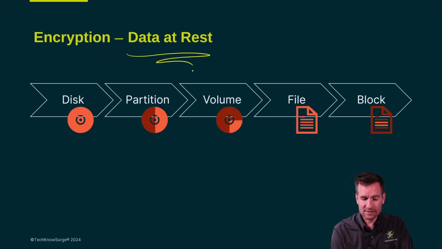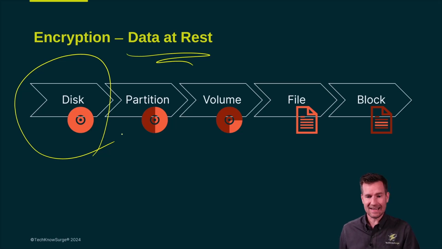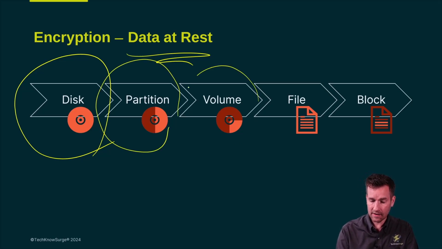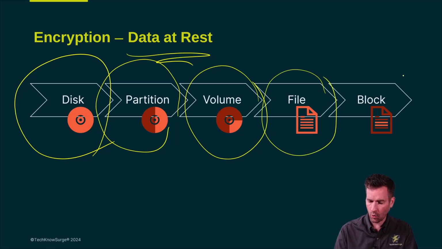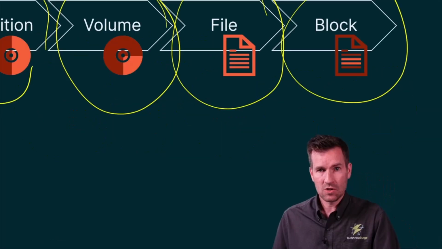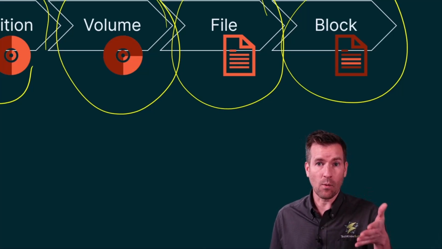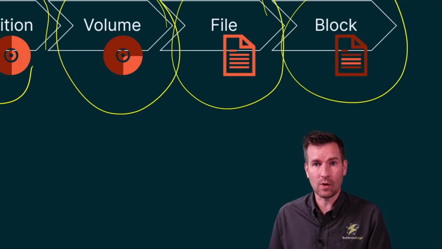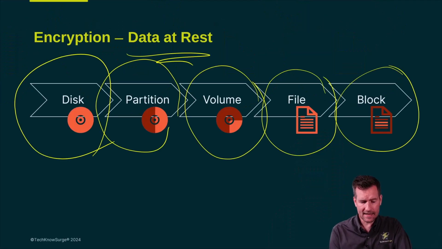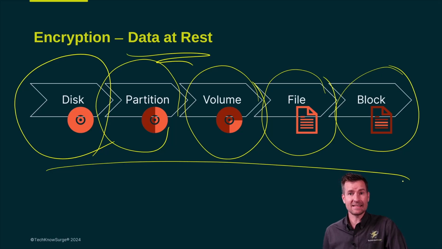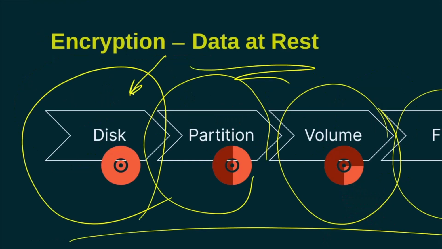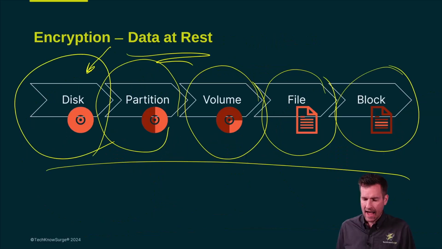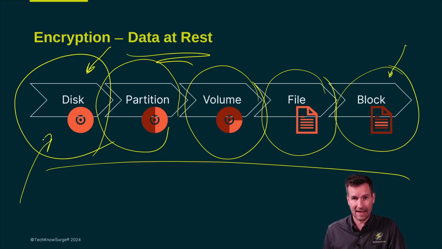For data at rest, we have these disks, and we could encrypt the disk, the partition, the volume, the file, or we could encrypt at a block level. We can choose where we want to implement this encryption. At what level do we want to encrypt things? Depending on which level we choose, it has different pros and cons. For instance, if we encrypt a whole disk, it's going to take longer to access the data on that disk. However, if we choose something on the other side, that could leave us exposed to somebody being able to read data that we don't want them to have access to.